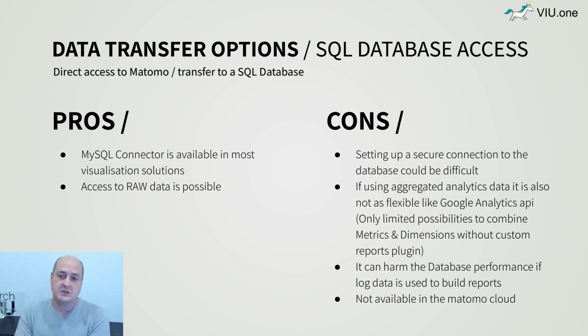And if you are using aggregated analytics data, so these pre-defined Matomo tables, the same thing as in the API is there. You don't have the flexibility like in Google Analytics. And it can harm the database performance if you try to use that raw log data to build the reports. So you must be careful there. One other con is that it's not available in the Matomo cloud, so you don't have access to the SQL database there.